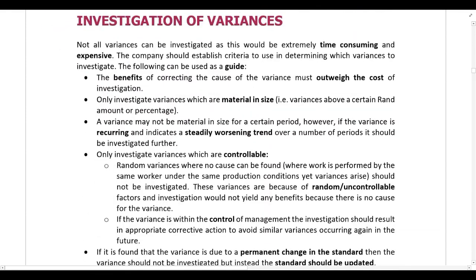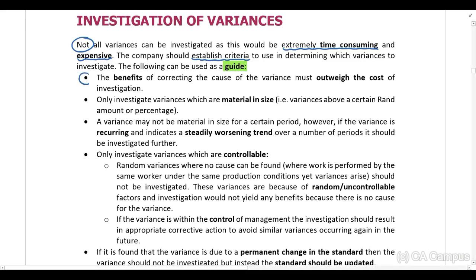Then where standard costing is used for control purposes, so in other words, where variances are calculated, which variances should be investigated? Because it's important to note that not all variances can be investigated, because this will be extremely time-consuming and also very expensive. So what happens is the company should establish criteria that they will use to determine which variances to investigate. And the following should be used as a guide.